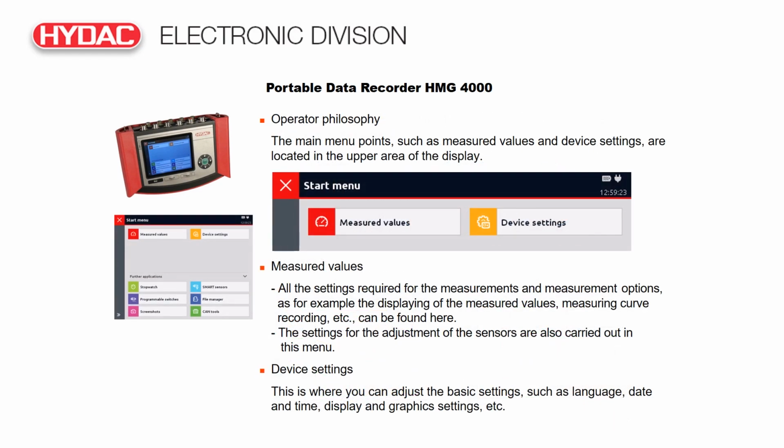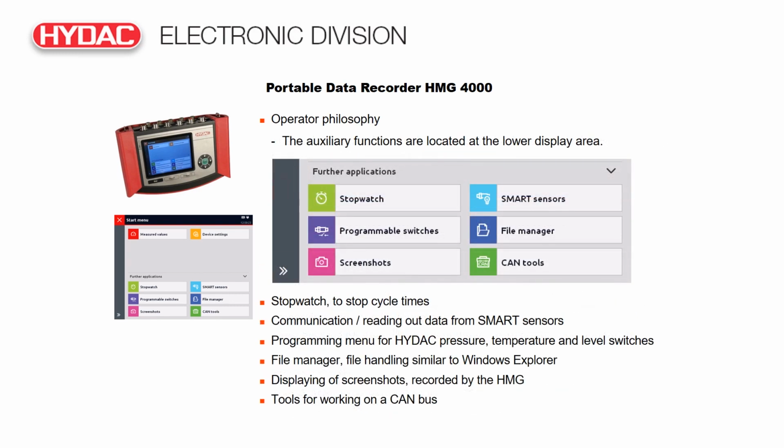When you first turn on the HMG 4000, the first thing you see is the Start menu. The measured values icon would be where you would read the measurements from the sensors connected to the HMG 4000. Device setting is where you can change the language, time, and graphic setting. If you tap on further applications, you have a stopwatch function, an icon to view all screenshots on the HMG, and a CAN tool where you can view messages on the bus or set up a Hydac CAN sensor by changing the node ID and baud rate. Programmable switches would be used for Hydac IO-Link sensors.